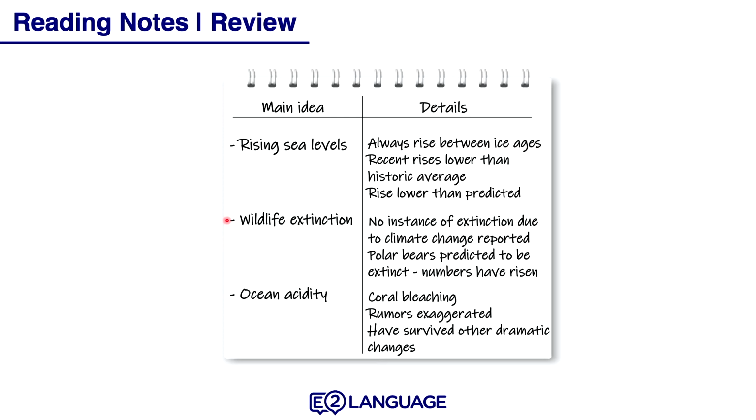So point 2, main idea 2, was related to wildlife extinction. The details were that there has been no instance of extinction due to climate change. And the writer gave the example of polar bears. The writer said people expected them to go extinct, but actually numbers have risen. The third point was about ocean acidity, in particular coral bleaching. The writer said rumours were exaggerated and that coral reefs have survived other dramatic changes.